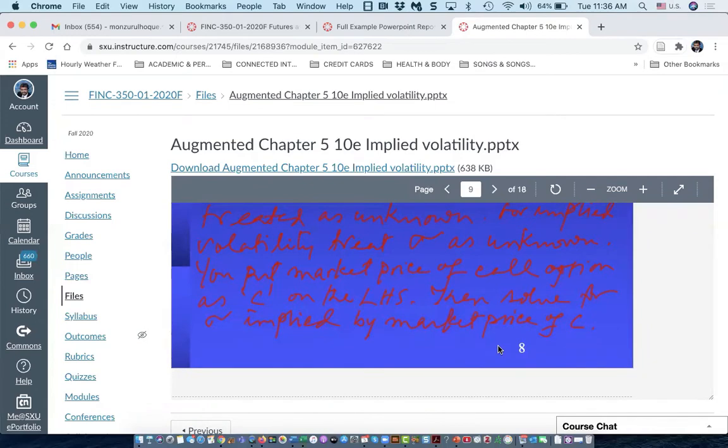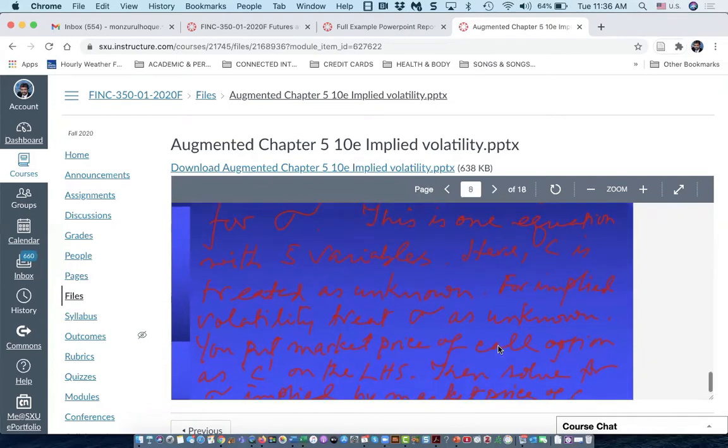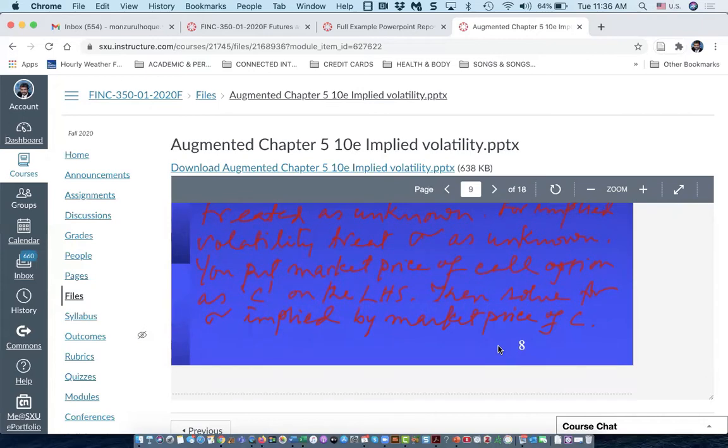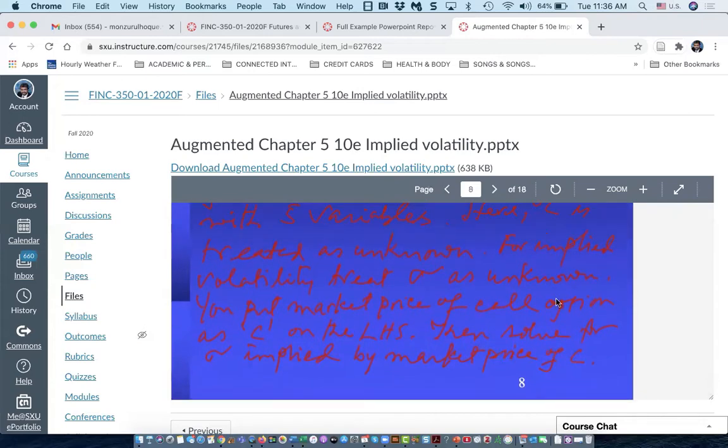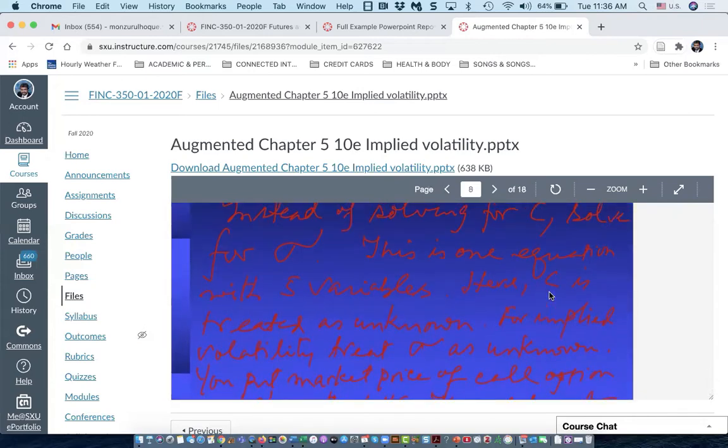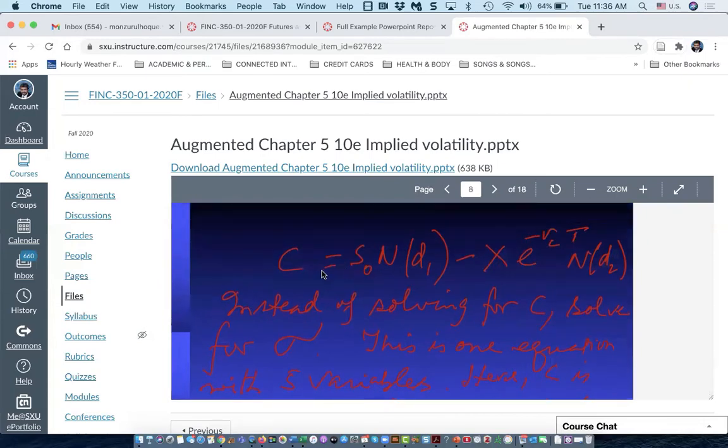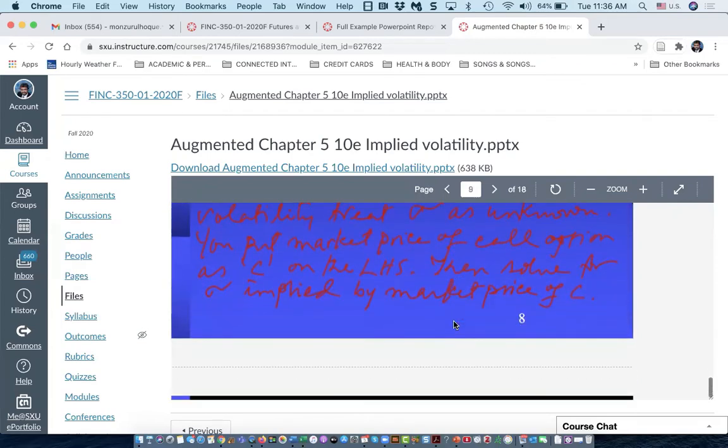Kind of. So yeah. That means all the things that I said before, I put it in writing. That this is, you put market price in here, solve for sigma, and that sigma is implied by the market price. That's why it's called implied volatility.